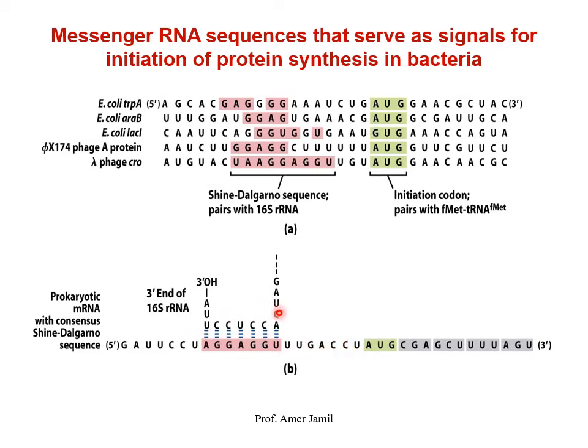What makes this Shine-Dalgarno sequence attach to the ribosome is a sequence in the 16S ribosomal RNA. You might remember that this 16S ribosomal RNA is present in the 30S subunit of the ribosome in bacteria. So this 16S RNA has a sequence complementary to this Shine-Dalgarno sequence.